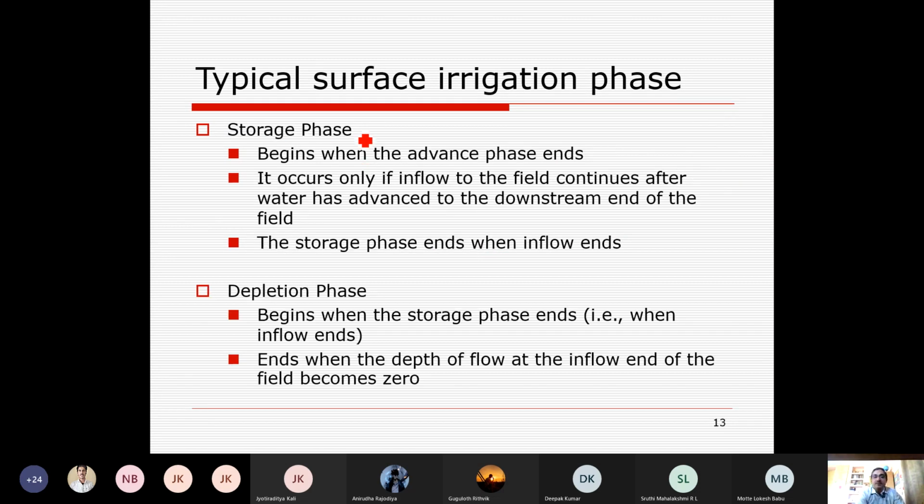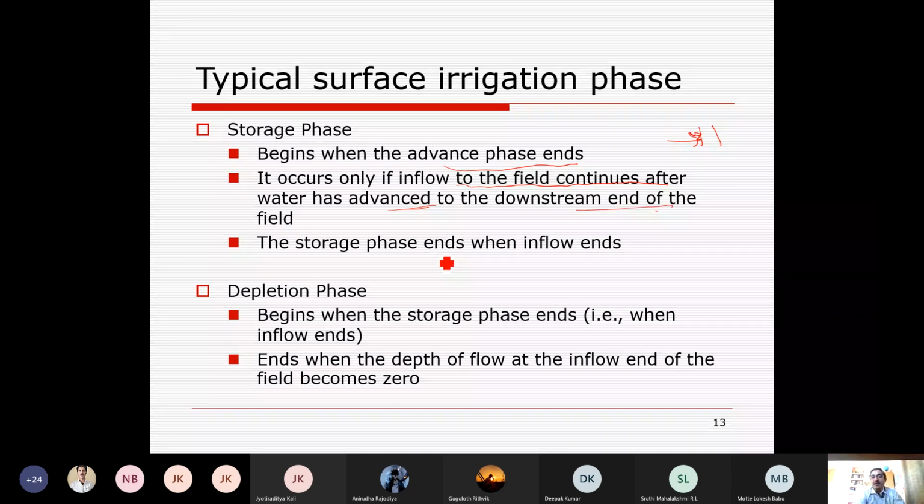Next comes the storage phase, or wetting front. Water is stored because we are supplying further water to make the required depth of water in the field. So the storage phase begins when the advance phase ends. At that point, once the advance has reached, it begins the storage of water. It occurs only if inflow to the field continues after water has advanced, meaning further water is coming. And it goes until the downstream end of the field.